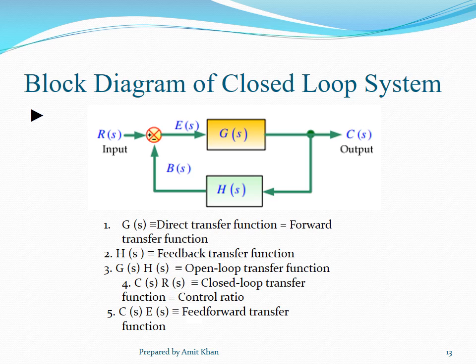Here we can see the block diagram of a closed loop system, where R(s) is the input signal, E(s) is the error signal, G(s) is the forward path transfer function, H(s) is the feedback path transfer function, G(s)H(s) is the open loop transfer function, C(s) is the output, so C(s)/R(s) is the closed loop transfer function, and C(s)/E(s) is the forward transfer function.